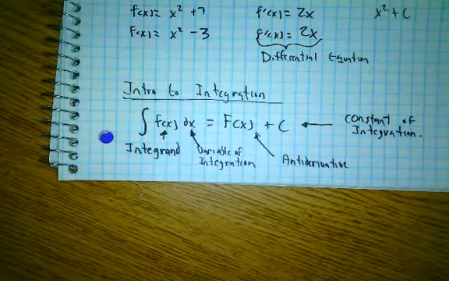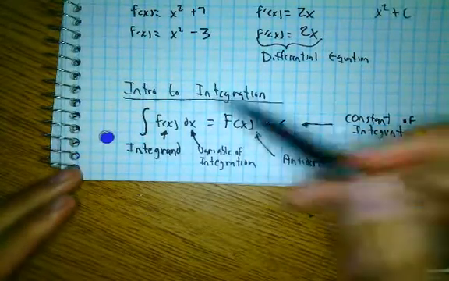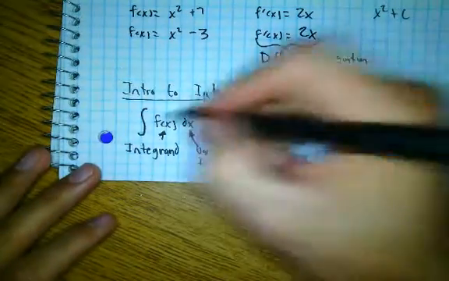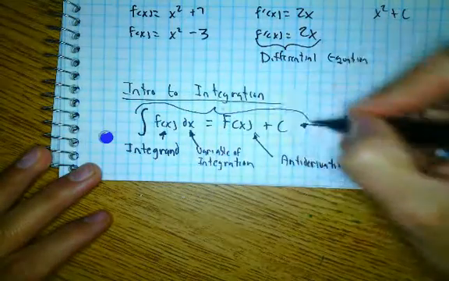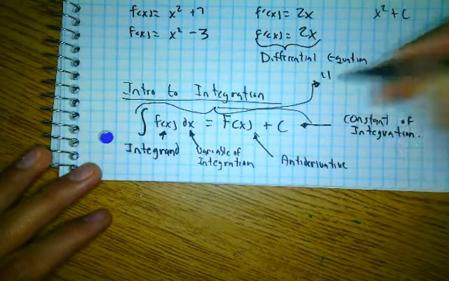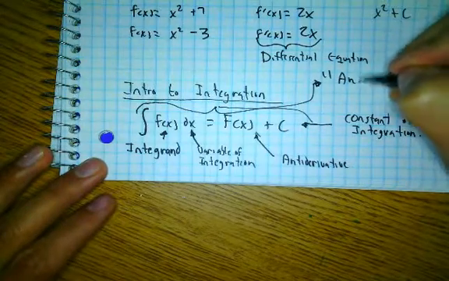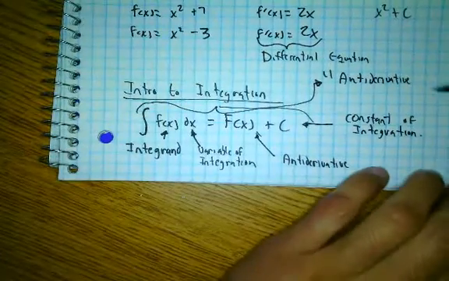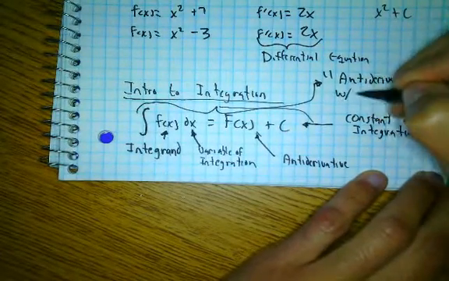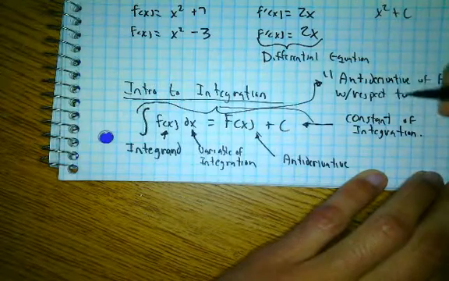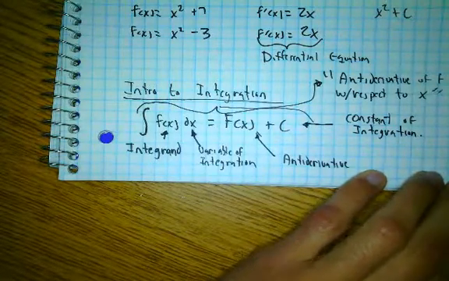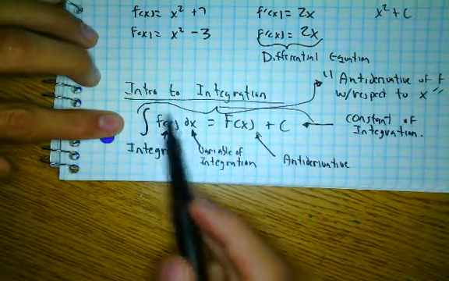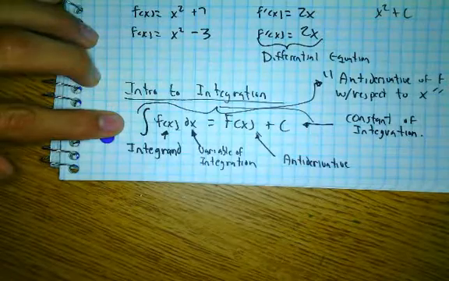Okay? Alright. These are the parts of integration. The way you read this statement right here is as follows. Antiderivative of f with respect to x. That's how you read it. In other words, this part right here says the antiderivative of a function in terms of x, with respect to x. Okay? And obviously this would be your answer.